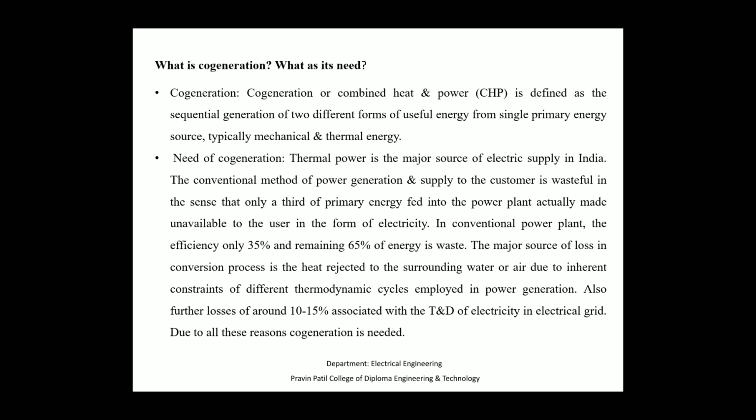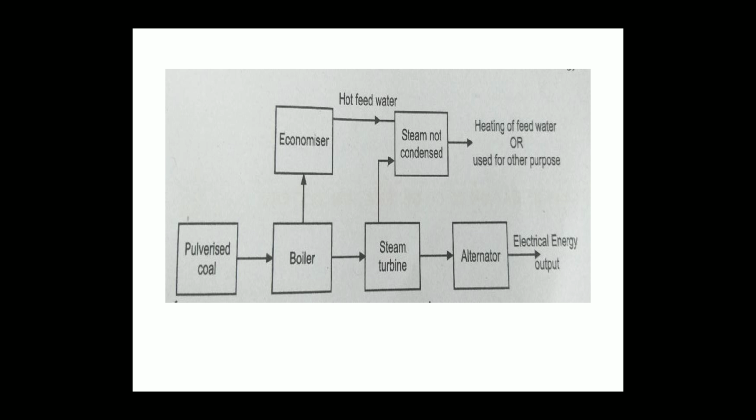Once again, what is cogeneration? Cogeneration is the system which produces two forms of energy from one fuel. One form of energy must be heat and the other may be electricity or mechanical.